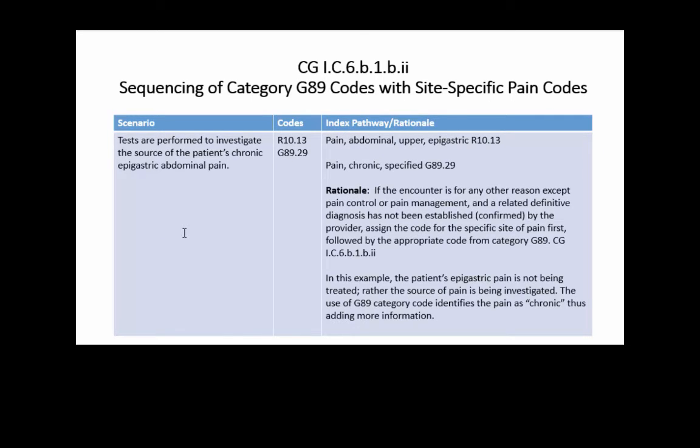Here's another example. Tests are performed to investigate the source of the patient's chronic epigastric abdominal pain. The pain is being investigated. But because we don't know a diagnosis, we would code the symptom from Chapter 18 in our code book. And there is a code for upper epigastric abdominal pain. We would also add the G89 code because that tells the doctor and the reader that the pain is chronic.